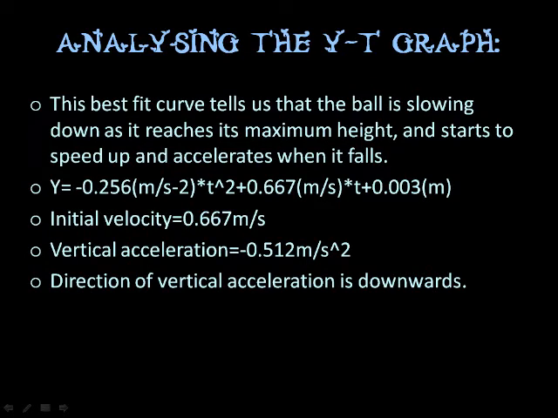From the VT graph obtained, we have analyzed that the gradient of the best fit line is negative such that the VT graph is downward sloping. This indicates that the tennis ball undergoes uniform deceleration till it reaches its maximum height, where velocity is 0, after which the tennis ball experiences uniform acceleration in the opposite direction. The formula for V is negative 0.512 meter per second squared times t plus 0.679 meter per second. The initial velocity of the tennis ball is 0.679 meter per second, and the vertical acceleration of the tennis ball is negative 0.512 meter per second squared.